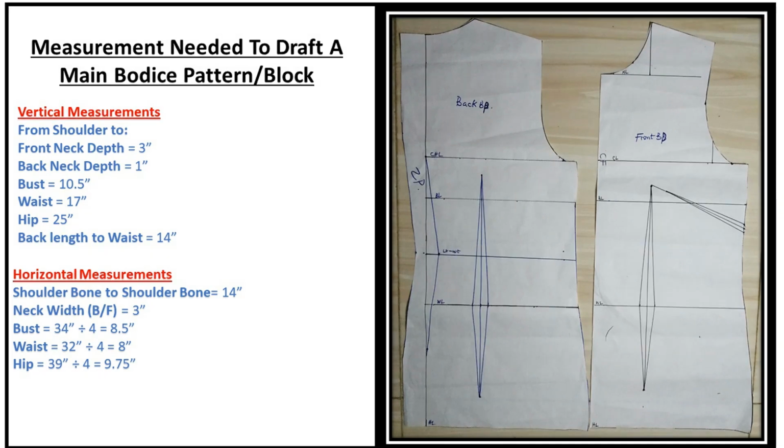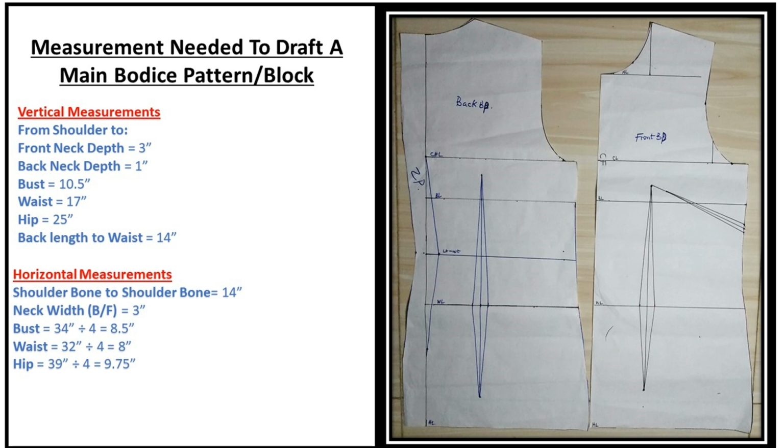For the vertical measurements, we shall be needing shoulder to front neck depth, which is 3 inches, shoulder to back neck depth is 1 inch, shoulder to bust is 10.5 inches, shoulder to waist is 17 inches, and shoulder to hip is 25 inches. Then along the spine, from the back neck shoulder bone, right along the spine to where you have the deepest part of the back, you have the length to waist, which is 14 inches.